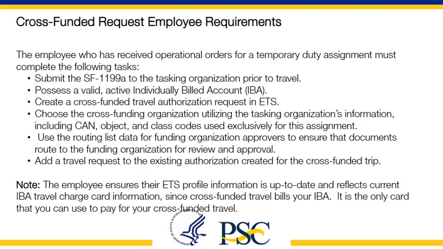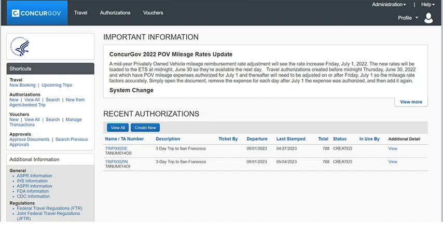Note: the employee ensures their ETS profile information is up to date and reflects current IBA travel charge card information. Since cross-funded travel bills your IBA, it is the only card that you can use to pay for your cross-funded travel. The home page displays the travel, authorizations, and vouchers tab within the main navigation.